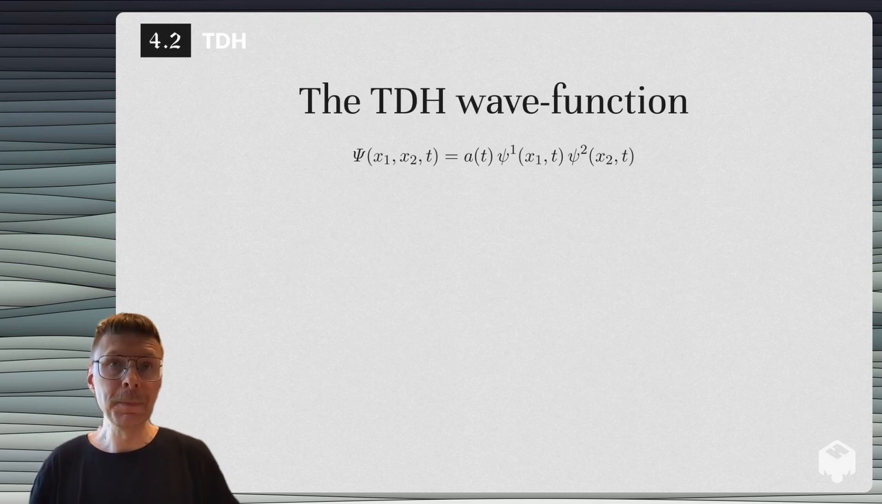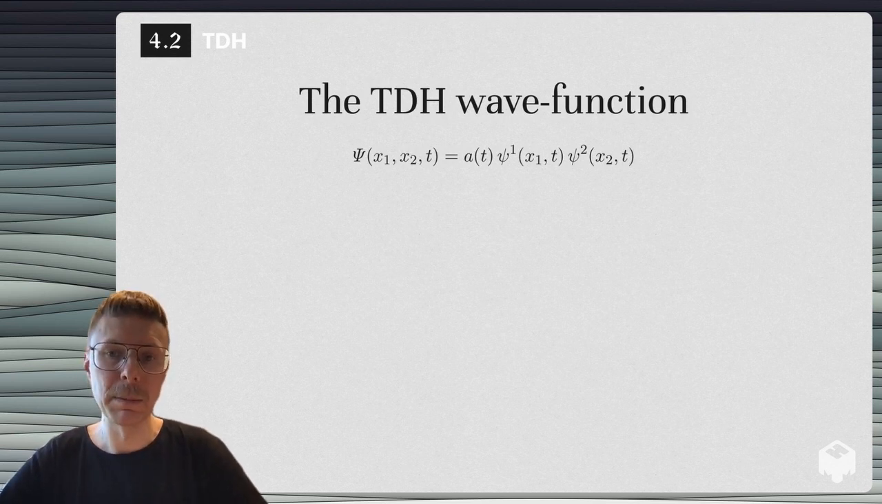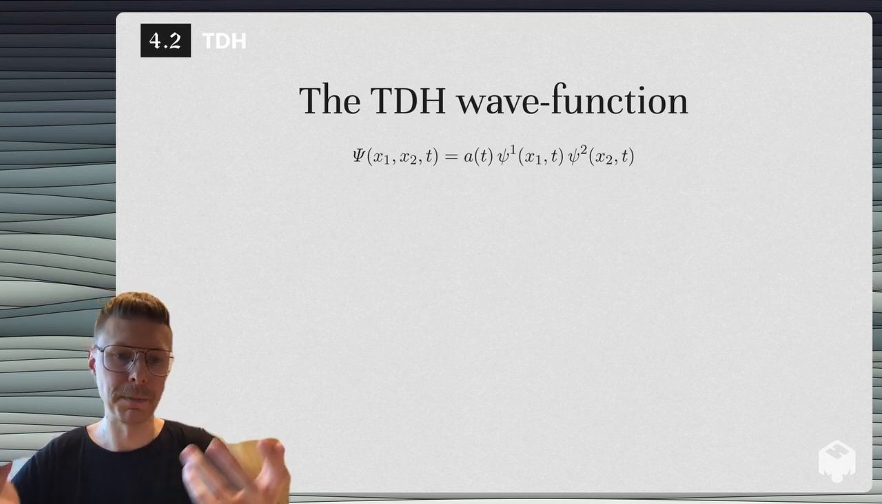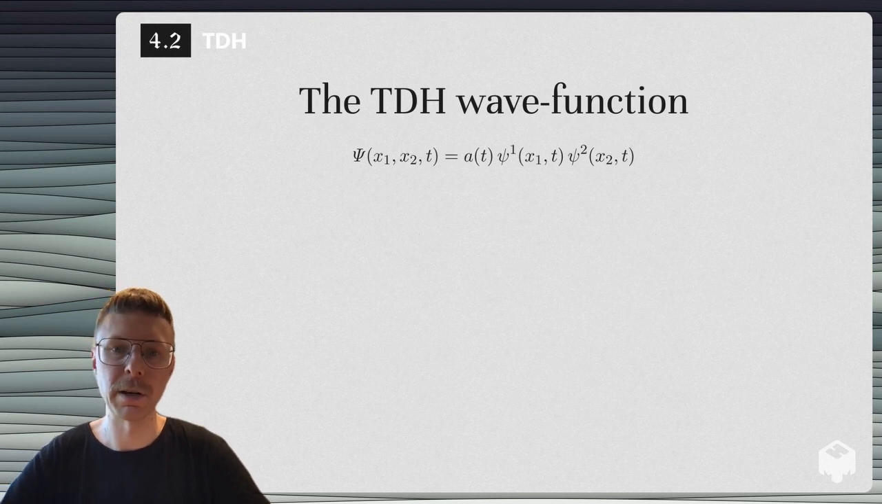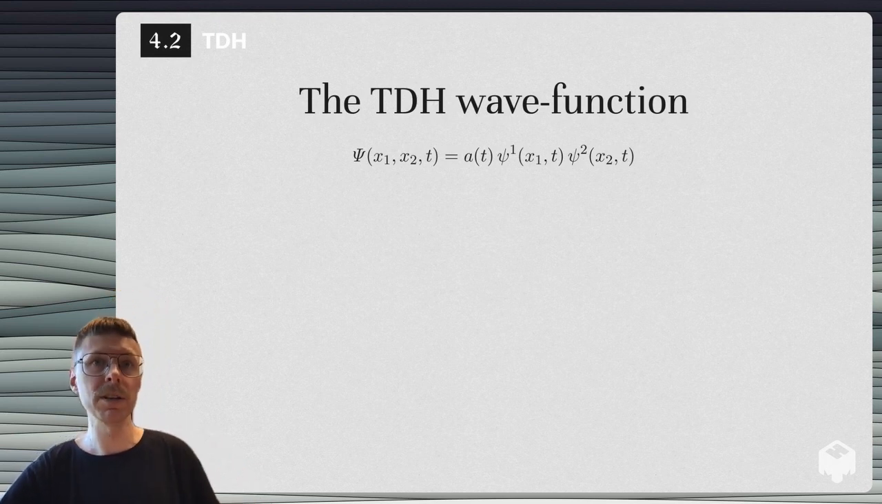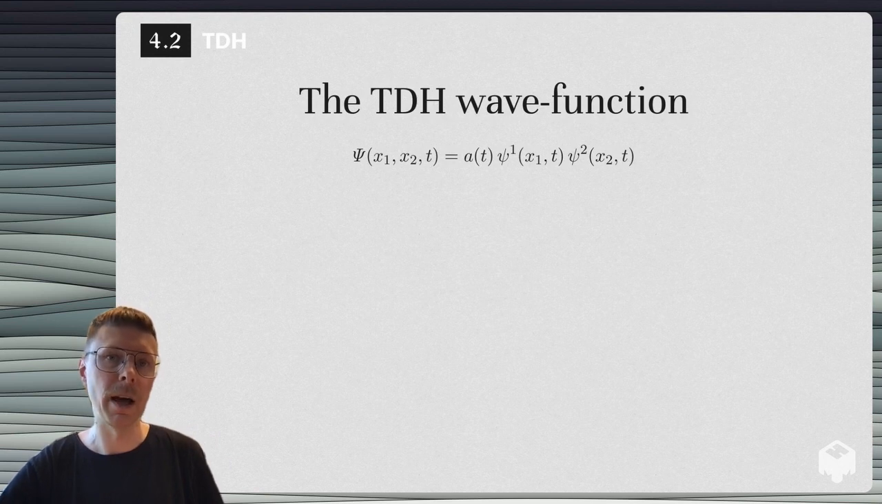So the wave function then looks like this, and for simplicity I'm now going to restrict myself to just 2 degrees of freedom, so that the formulas get rather simple. But the generalization to any number of degrees of freedom is not that complicated to understand. So what we want is a wave function of x1 and x2, and it should evolve in time, so t. And we make a Hartree product, psi1 and psi2, and we also have a time-dependent coefficient a.